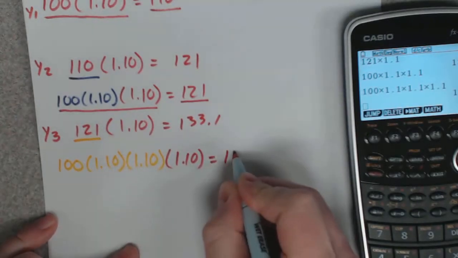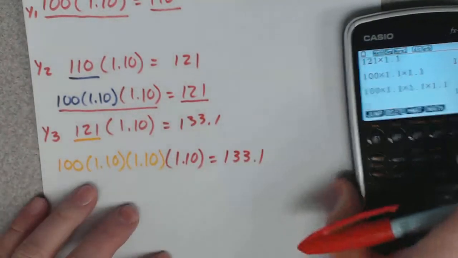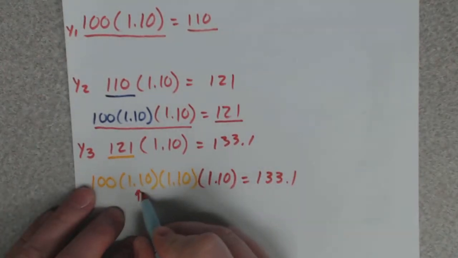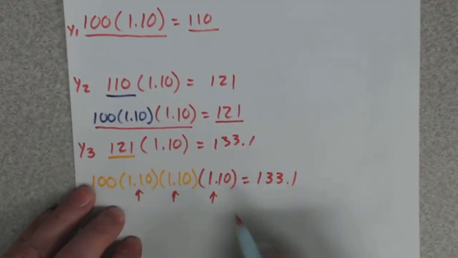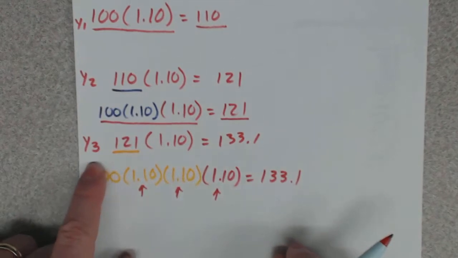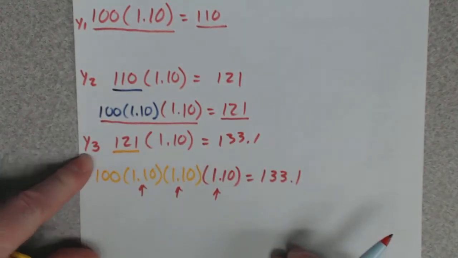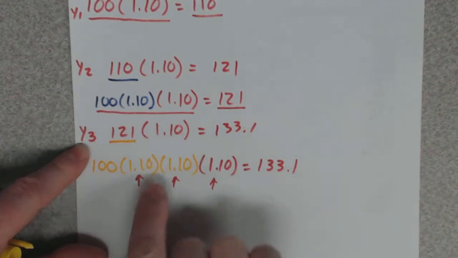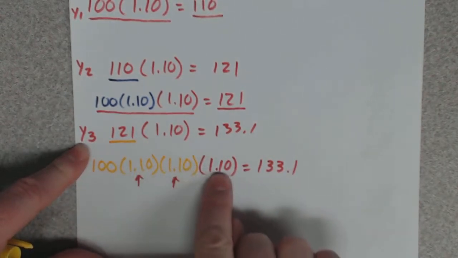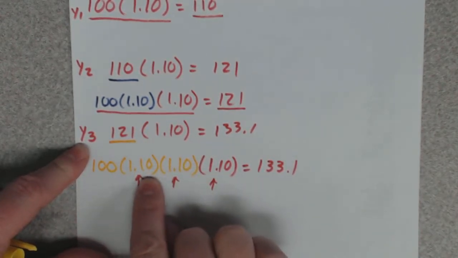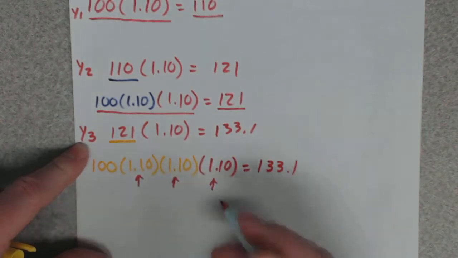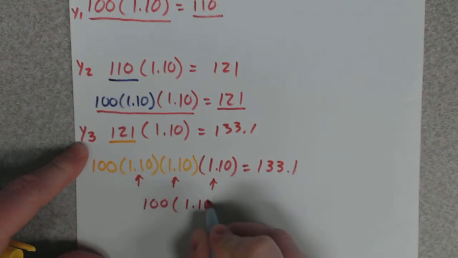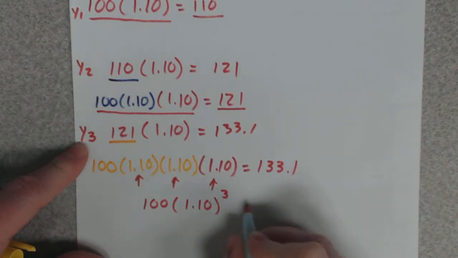So I don't know about you, but there's a pattern here. See how many of these 1.10s you got? There's 3 of them. And what year was it? It was the 3rd year. Now, you can't just say times 3, because you're saying this times itself 3 times. And when you take something times itself 3 times, that's a power. So this could be rewritten as 100 times 1.10 to the 3rd power.